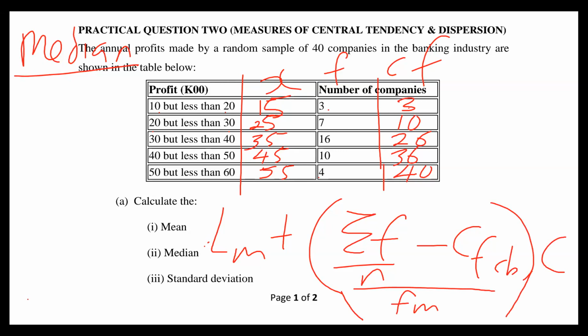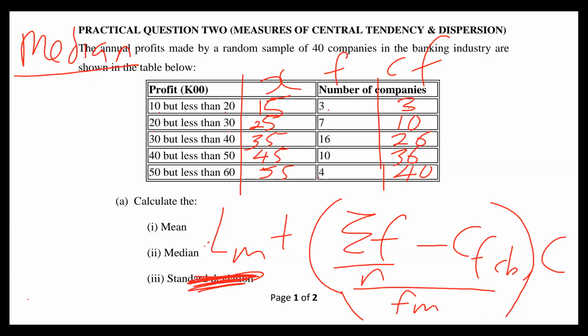This is the LM, the lower class boundary. It's the lower class boundary of the median class. Okay, the median class. The lower class boundary of the median class is LM. This one, we'll show you how to find it.